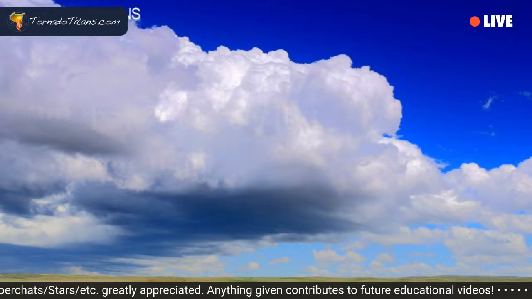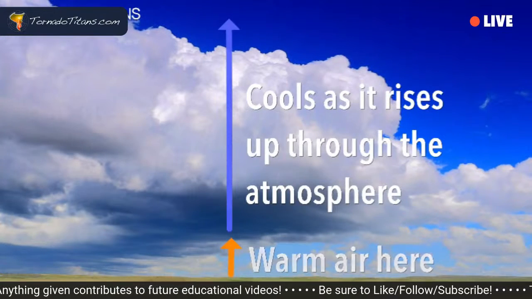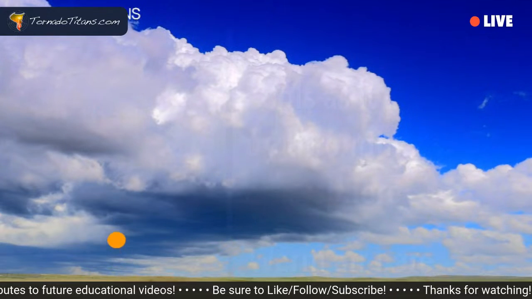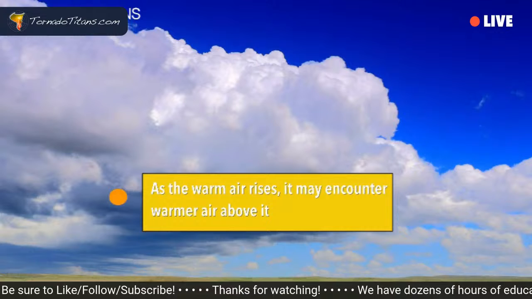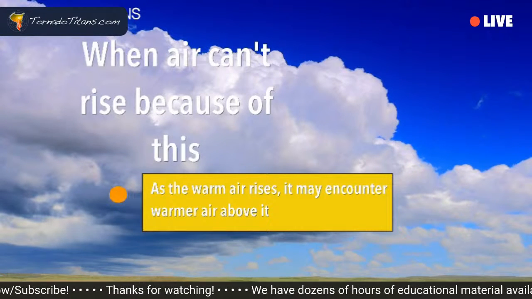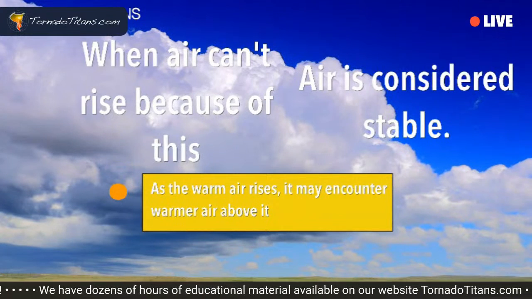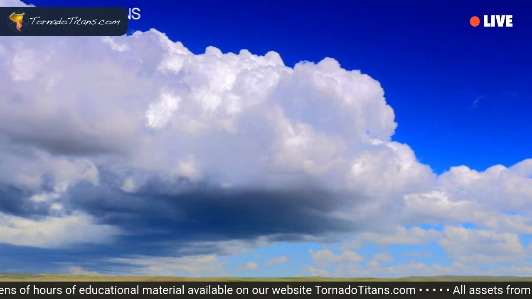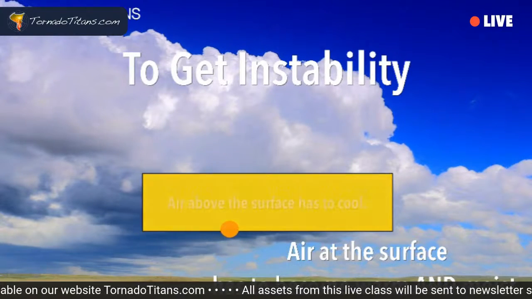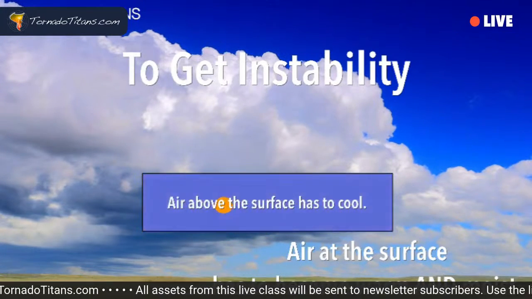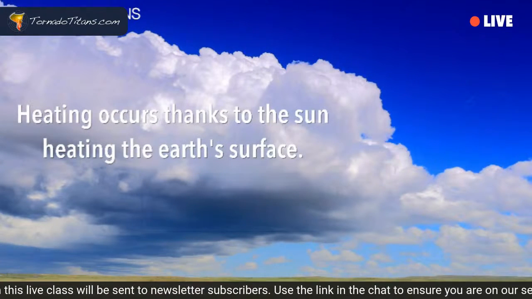As the air rises from the surface, it too cools as it goes upwards. As the air rises and cools, if it encounters air as warm or warmer above it, it quits rising. If this happens and air is failing to rise, the atmosphere is considered stable. What has to happen for the atmosphere to become unstable is the air at the surface has to become both warm and moist, while the air above the surface also has to cool. Usually, air heating up simply happens thanks to a warm, sunny day occurring.